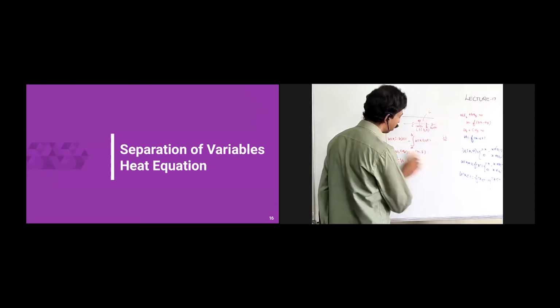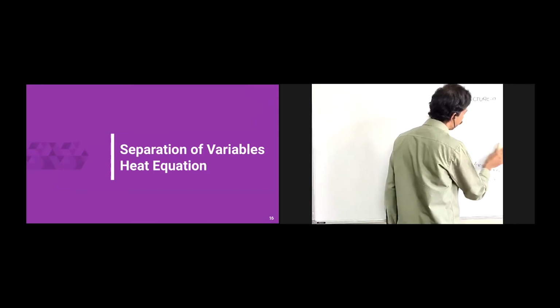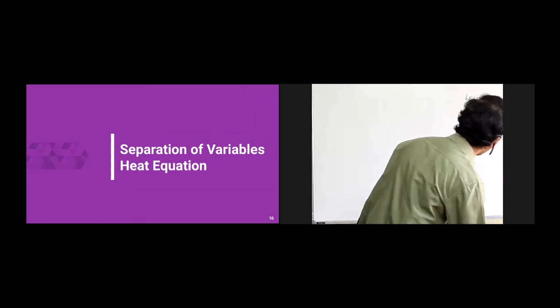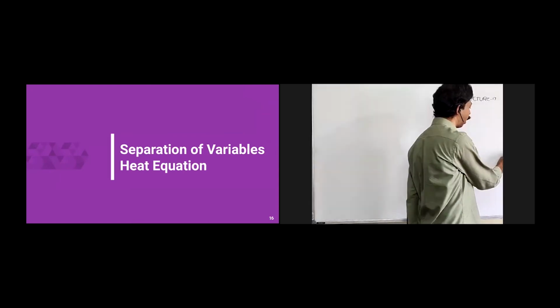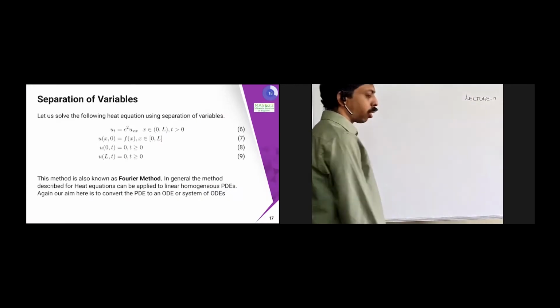Next, we are going to see some problem, the heat equation we are going to solve. Now we are going to go for another method called the variable separable method. In the variable separable method also we are going to solve the same kind of problem, like our transport equation. The variable separable method is also known as the Fourier method.